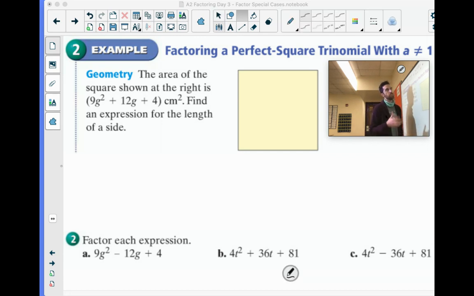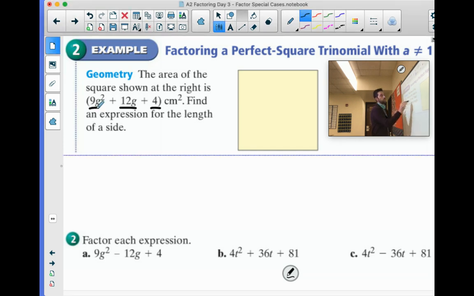But you know it's a perfect square trinomial because it said it's the length and width of a square. They're the same. So always look for a common factor first. 9 and 12 and 4, they don't all have something in common. So can you square root 9g to the second? Yeah, the square root of 9 is 3. The square root of g to the second is just g.